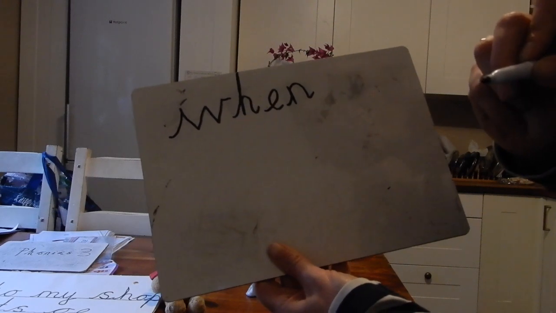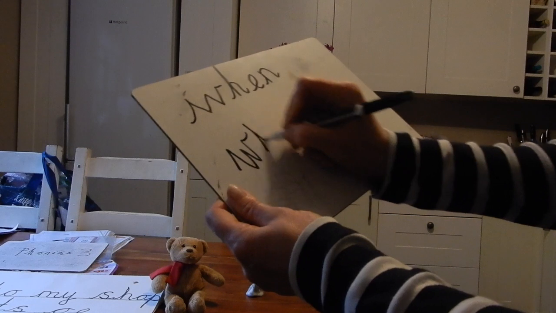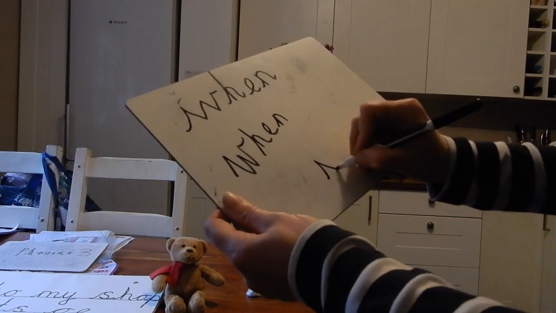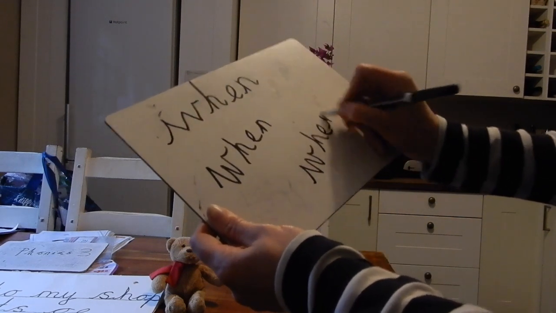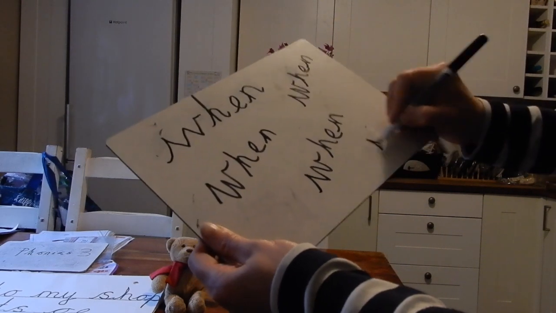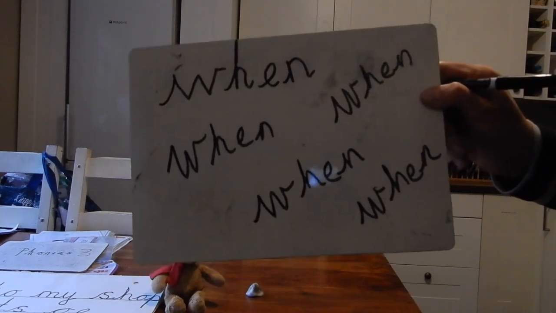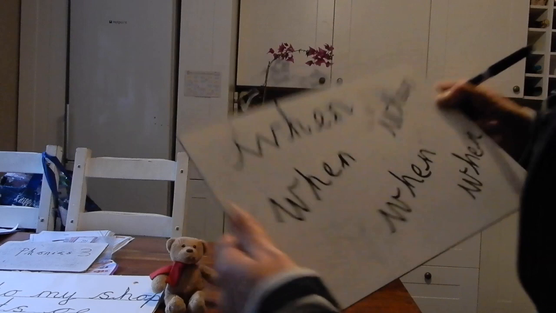We wrote when. Let's cover our board in when. Maybe you can get your adults to time you for 1 minute. How many times can you write when on your board? Don't forget to keep track of those downs and ups on your W, because you don't want to get carried away and it just looks like a crazy zigzag pattern. But how many times can you write when on your board?